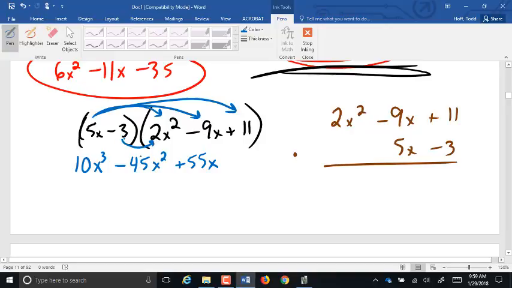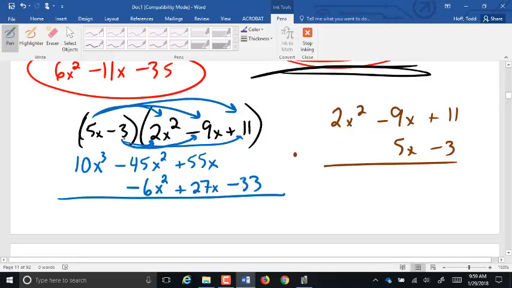Move over to the next digit. Negative 3 times 2x squared. Negative 6x squared. Good. Negative 3 times negative 9x. Positive 27x. And negative 3 times positive 11. Negative 33.